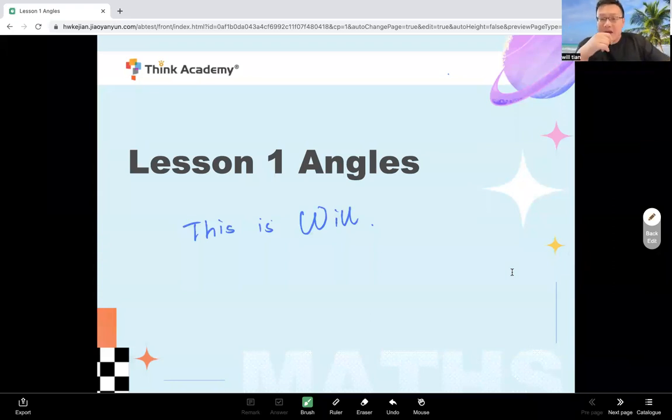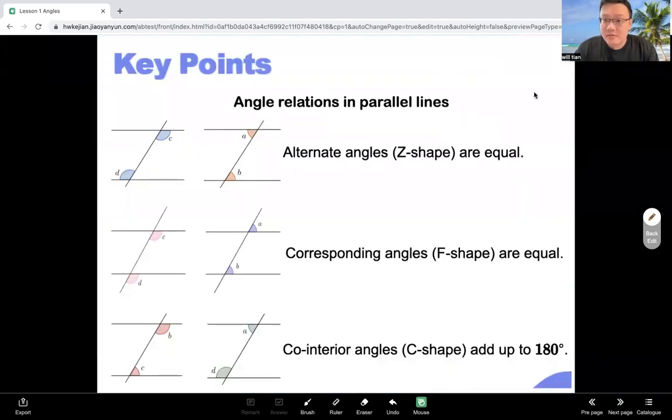And when we talk about angles, it's about geometry, right? Firstly, let's see what we're going to learn. We're going to do some review about angles in parallel lines. I think all of you know this kind of thing, right? In the 11+ exam, it's not that hard. It's pretty easy.